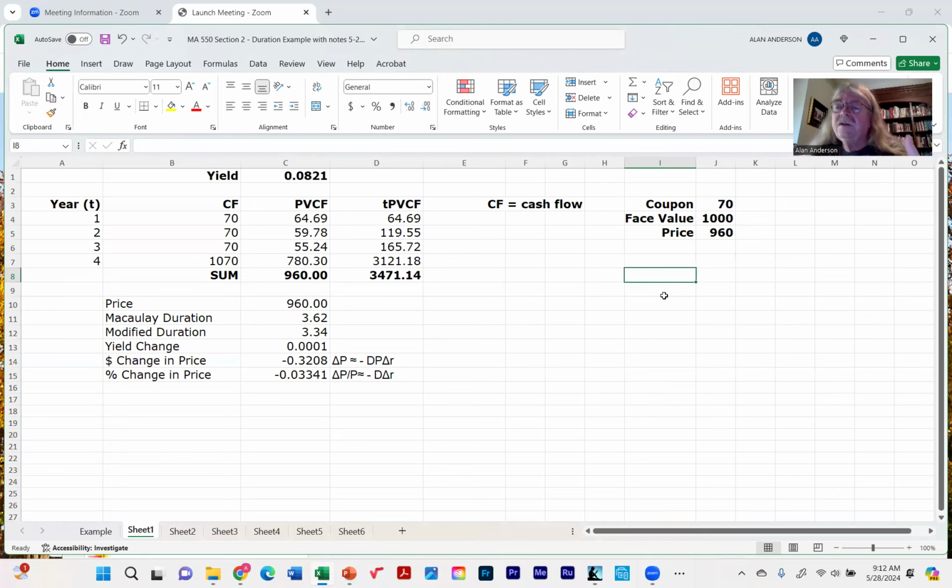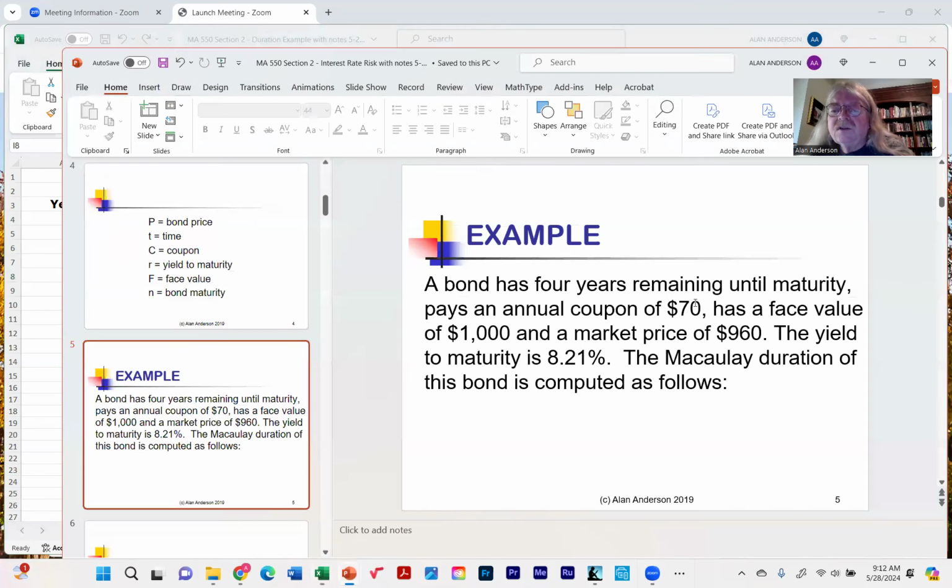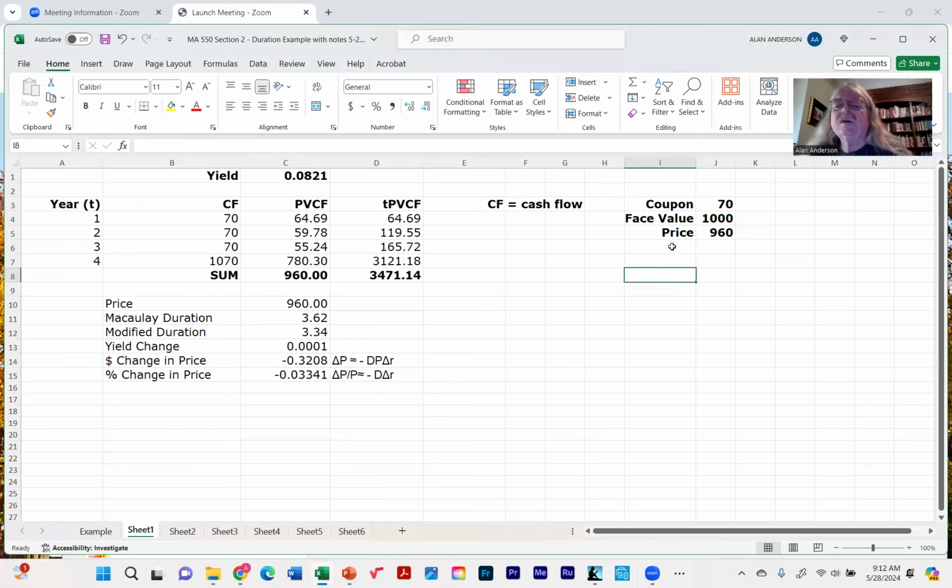Okay, so that's the only way the price can deviate from the face value. If this is a brand new issued 4-year bond, it would be selling for $1,000. Any other time, the price could be literally anything, depending on what's happened to interest rates since the bond was first issued. Also, the yield to maturity is 8.21%. That's listed up here.